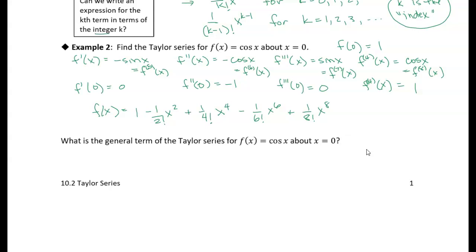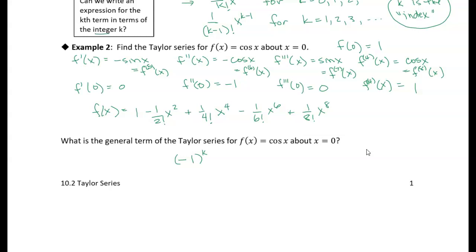Well, first thing, we have this alternating sign, right? So if we take -1 to the kth power, whenever k is even, we're going to get a positive number, and whenever k is odd, we get a negative number. So a good way to get that alternating sign is just to take -1 to some power, right? So that alternates even, odd, even, odd, even, odd, even, odd. So now I want this first term to be positive.